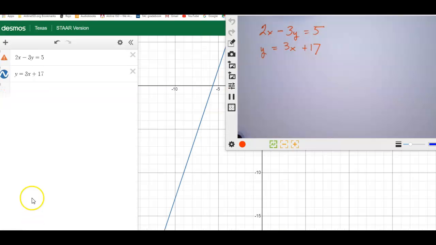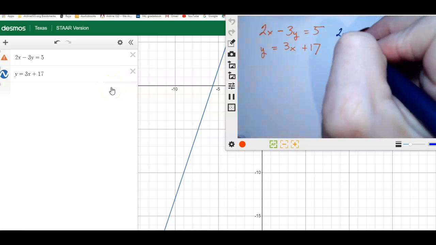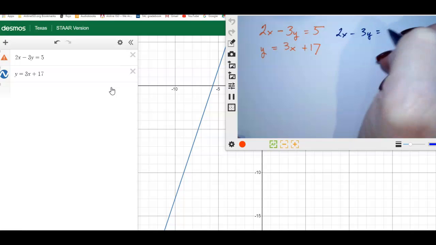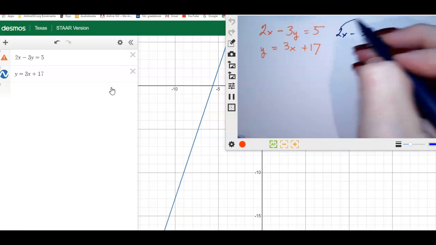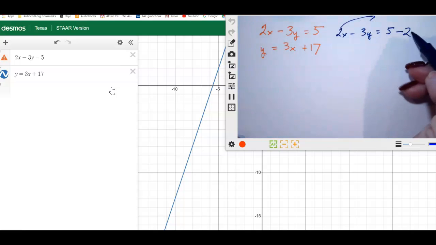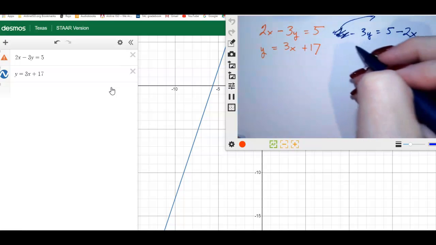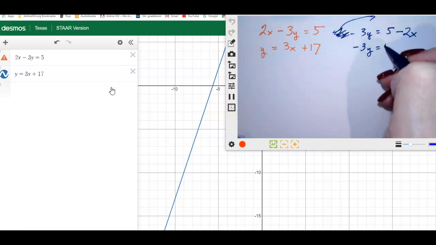Here's our third problem. As you can see, I've tried to put it in, and Desmos says, nope, you can't. All right. So now we need to change this top one into y equals. So let's take 2x minus 3y equals 5. Move the 2x, that's a minus 2x. So we have negative 3y equals 5 minus 2x.